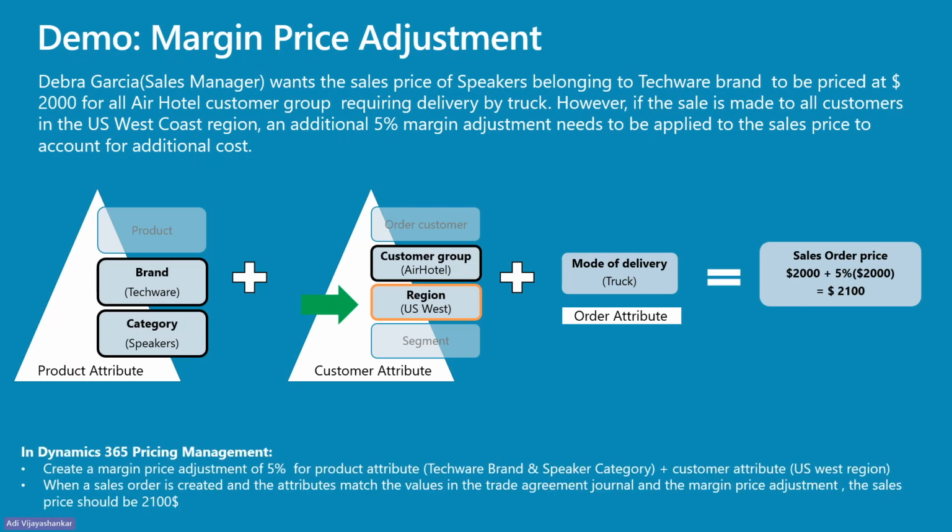So what we'll be doing in Dynamics 365 Unified Pricing Management, we are going to create a margin price adjustment of 5% for product attribute, Techwear brand and speaker category, plus customer attribute, US West region, so that it is effective during the sales order creation. Where a sales order is created and the attributes match the values in the trade agreement journal that has been created previously, and the margin price adjustment, the sales price should be $2,100.